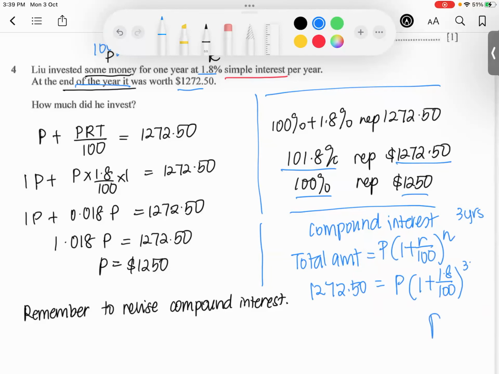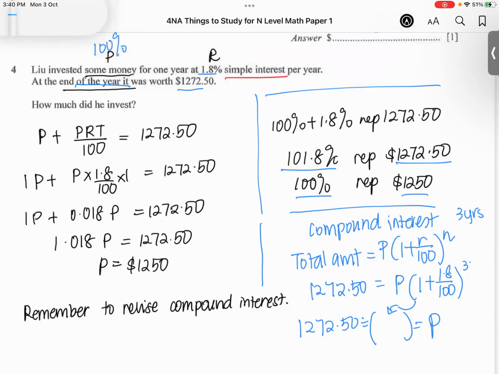Then I want to find the value that they have invested. So I just divide. This is just a number. Divide by the whole thing over here. Okay, just divide, then you can get your principal amount of money. So this kind of question can come in terms of simple interest or compound interest.